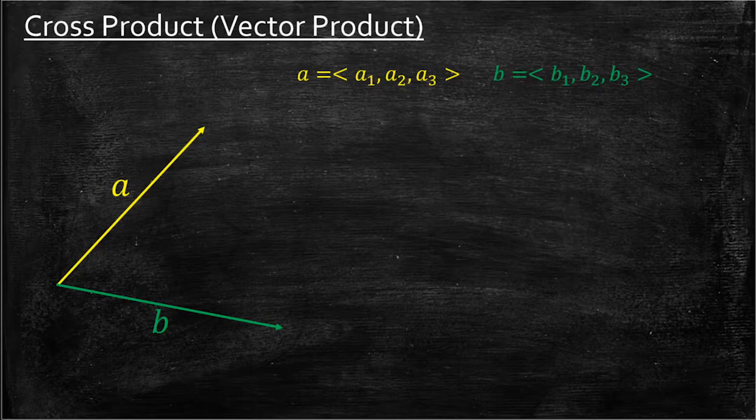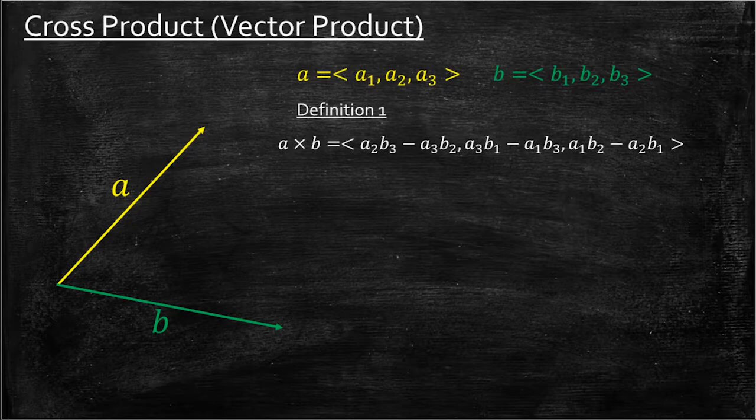Let's assume that we have two vectors, a and b, with components given by a1, a2, a3, and b1, b2, b3, respectively. When we're finding the cross product, there are two definitions. The first definition is just memorizing the formula. So if we want a cross b, we have to do a2 times b3 minus a3 times b2. That gives us the first component. Then we have to do a3b1 minus a1b3. That's the second component. And then we have to do a1b2 minus a2b1. That gives us the third component there.